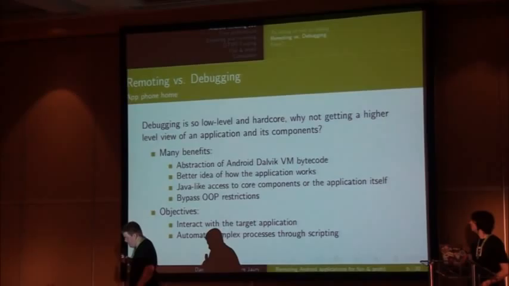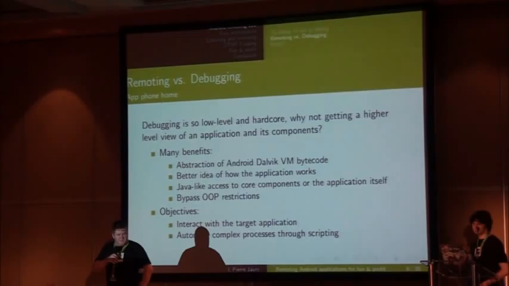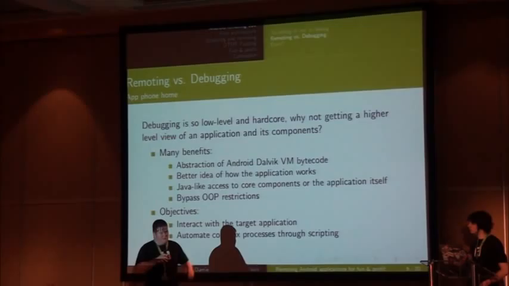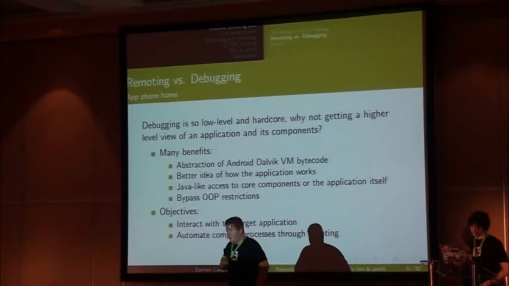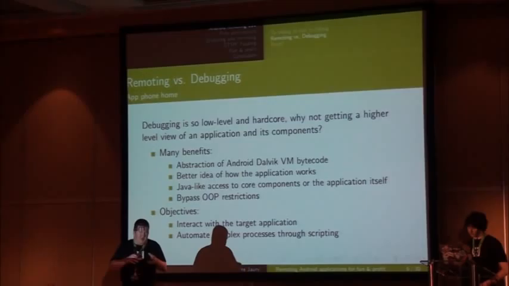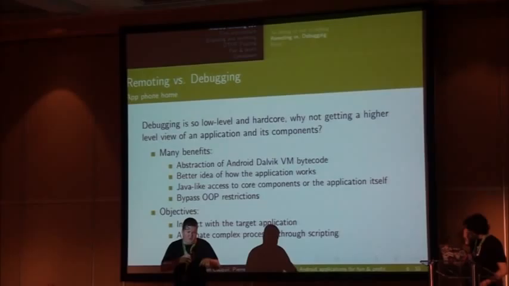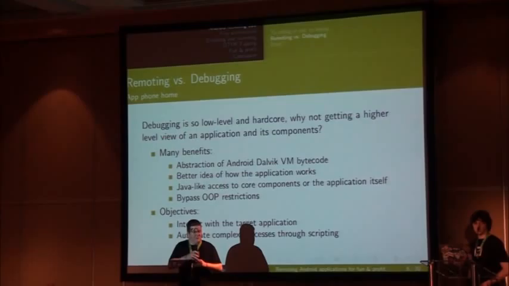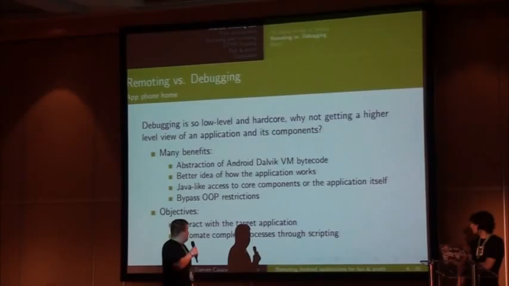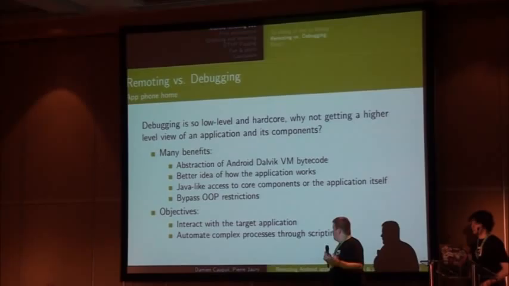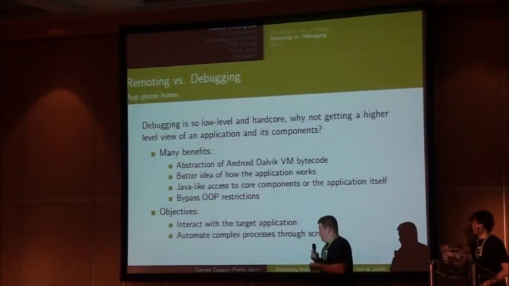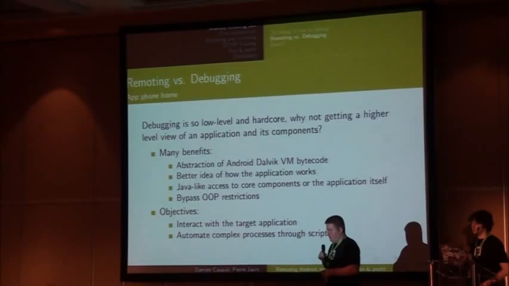The idea we tried to have, and we developed Fino, is this: debugging has many drawbacks, and we can get around these drawbacks by using remoting. Remoting is a bit higher level view of the application. Where debugging just gives access to bytecode, remoting gives access to the whole application and its core components. So the idea behind Fino was to get a Java-like access to the application and be able to modify the behavior of the application, modify the core components, not by modifying bytecode or just properties, but by having the access you have when you develop applications with Eclipse, for instance.